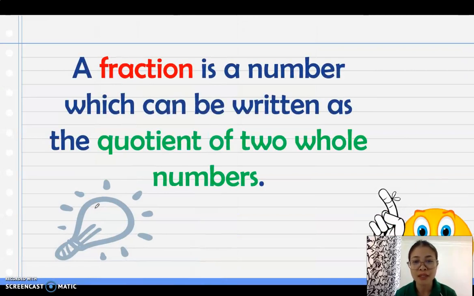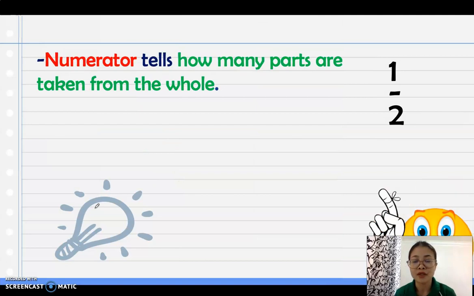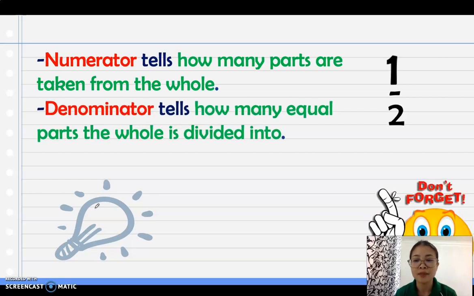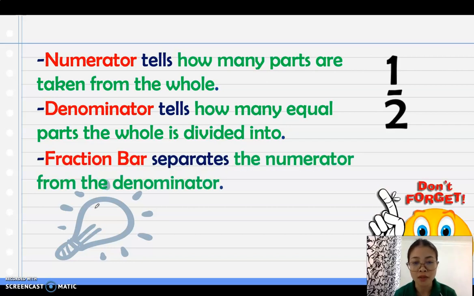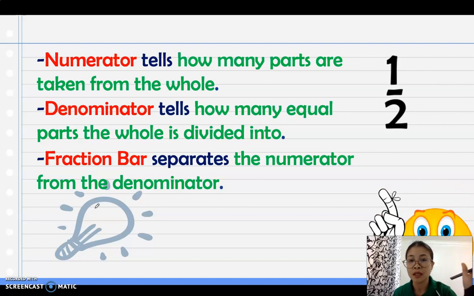A fraction is a number which can be written as the quotient of two whole numbers. The numerator tells how many parts are taken from the whole. The denominator tells how many equal parts the whole is divided into. And the fraction bar separates the numerator and the denominator, shown on the right side of the screen. So the numerator is on top, and then the fraction bar separates the numerator and the denominator. The denominator is below the fraction bar.